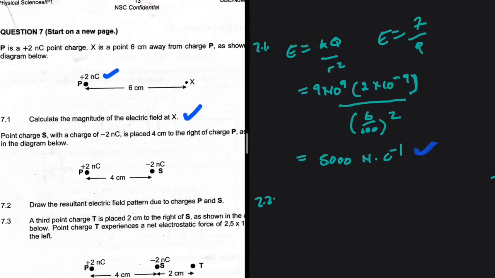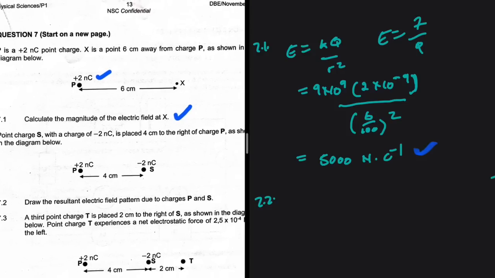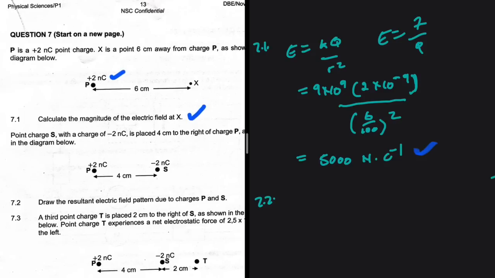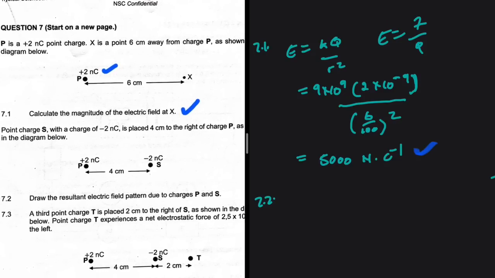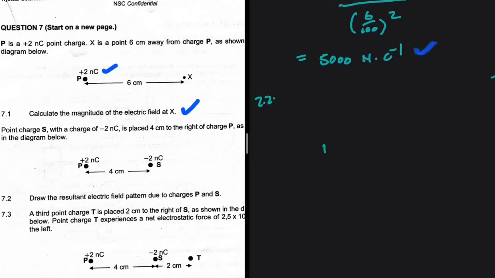Point S with a charge of minus 2 nanocoulomb is placed 4 centimeters away, to the right of charge P, as shown in the diagram below. Draw a resultant electric field pattern due to charges P and S. Okay, so P is positive, S is negative. So they will attract. So what are we expecting?